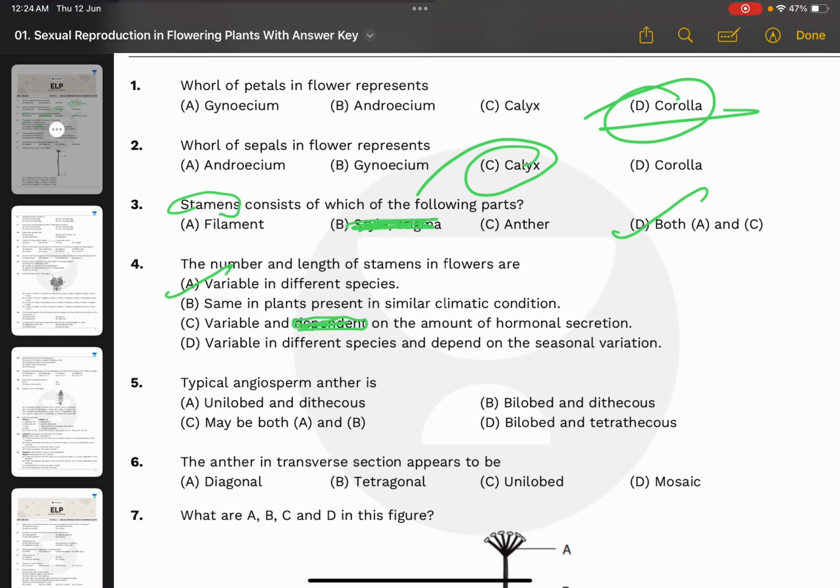Actually it is out of NCERT, so that's why there is a little bit of confusion. Yeah, the number and length of the stamen is variable in different species. That's it. The answer is the fourth option.